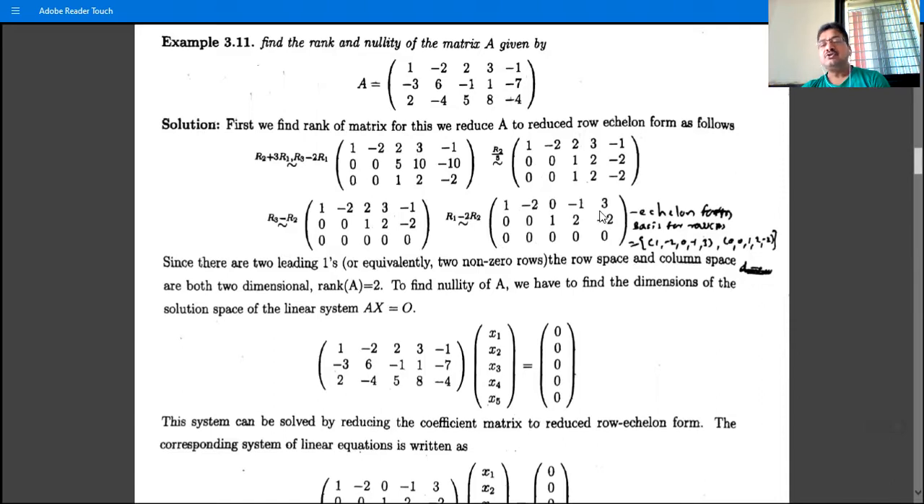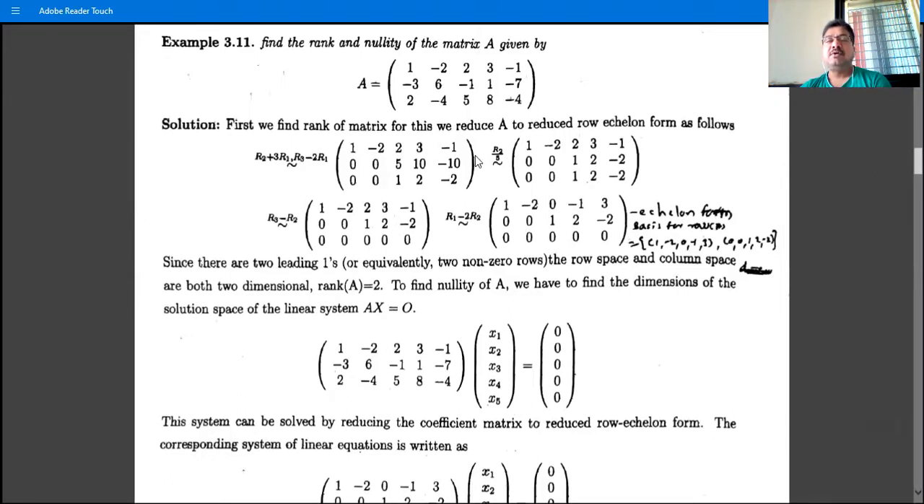But the number of non-zero rows in echelon form is 2. So everyone has an echelon form in which the number of non-zero rows is 2. So this answer is unique: the number of non-zero rows in echelon form is 2. But those 2 rows are different. That depends on your calculation.